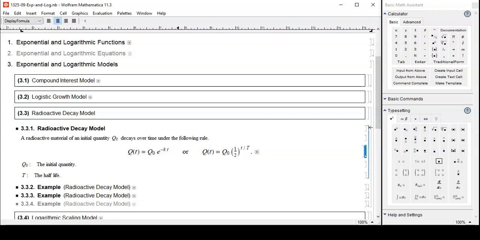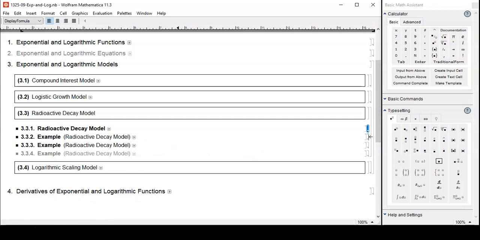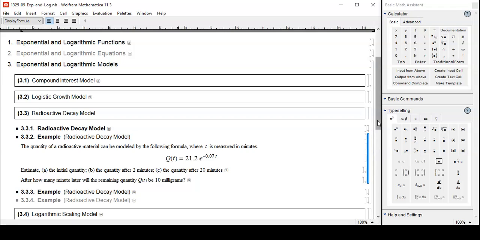Okay, all right. Let's go ahead with an example problem. The quantity of a radioactive material can be modeled by the following formula: 21.2 times e to the negative 0.07 t, where t is measured in minutes. Estimate the initial quantity. Plugging in t equal to 0, then e to the 0 power is 1, so this entire thing drops out. So the initial quantity is 21.2.